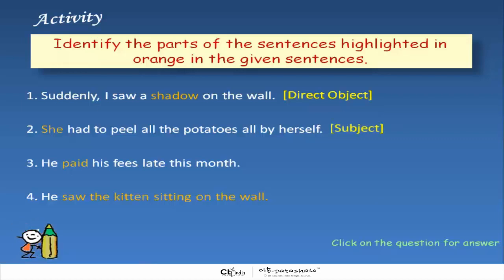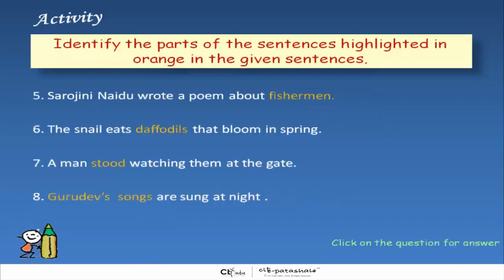He paid his fees late this month. Paid is the verb. He saw the kitten sitting on the wall. Saw the kitten sitting on the wall is the predicate. Sarojini Naidu wrote a poem about fishermen. It's an indirect object. The snail eats daffodils that bloom in spring. Daffodils are the direct object.